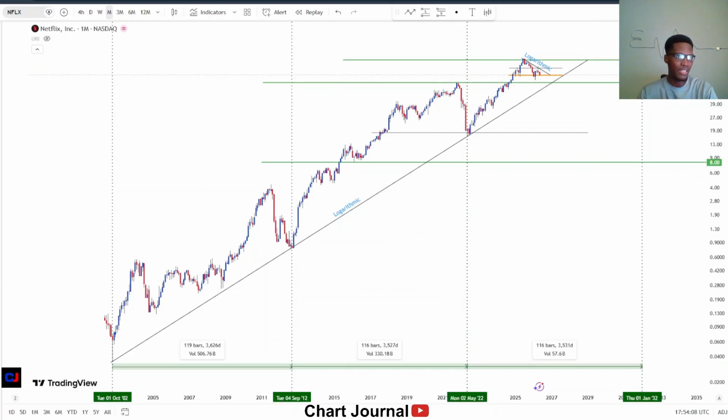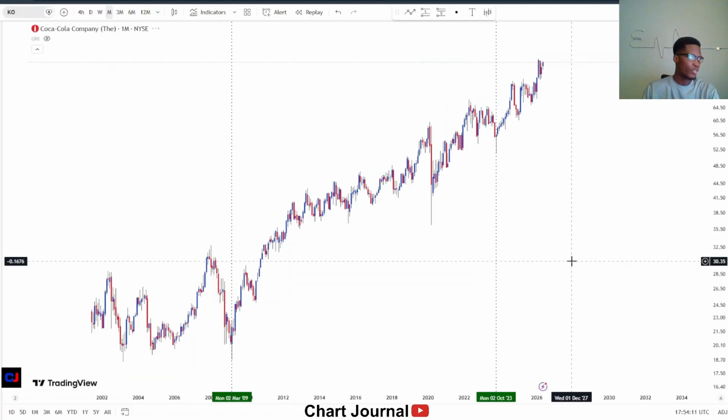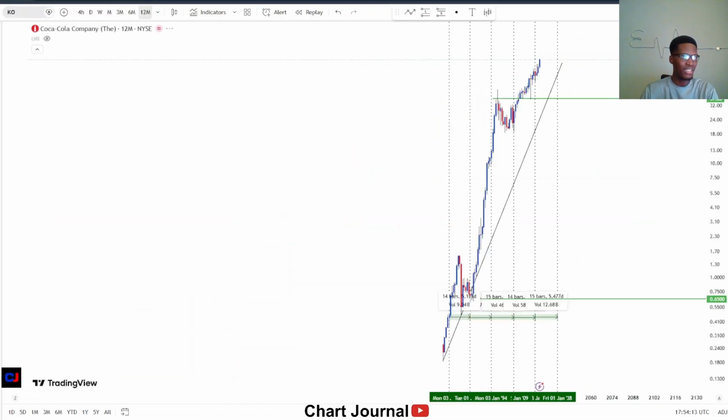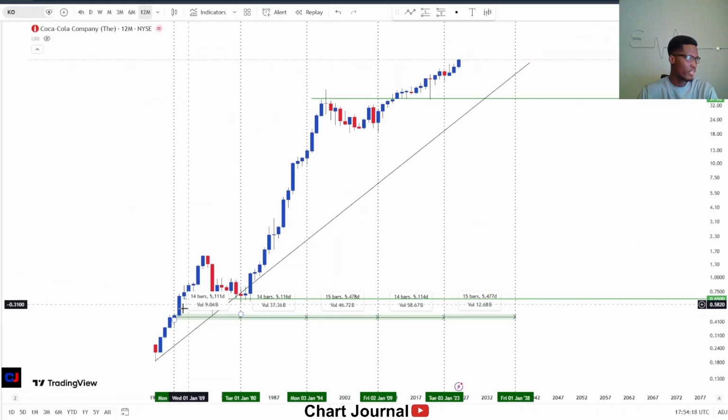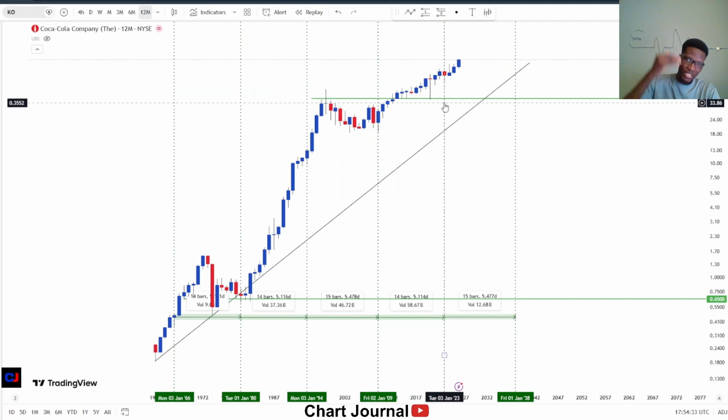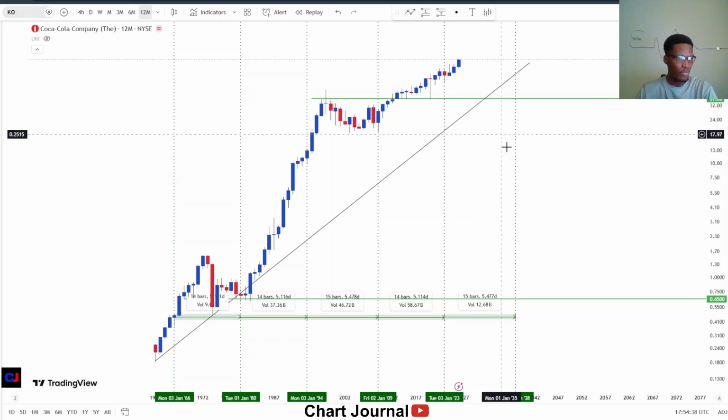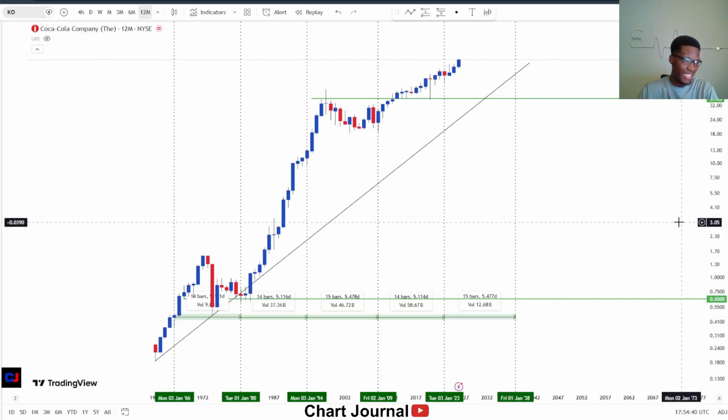We can look at Coca-Cola. So Coca-Cola as well. Let's go to the yearly. Once you go to the yearly, we see from this bottom to next bottom 14 years. From this bottom to this bottom, 14 years. From this bottom to this bottom took about 15 years. This bottom to this bottom 14 years as well. So extrapolating that, once you look at the past data, it's likely we have a 14 to 15 year bottom, which will put us at 2036, which is a far time from now.